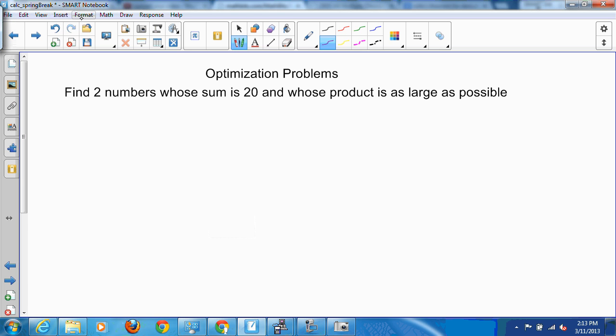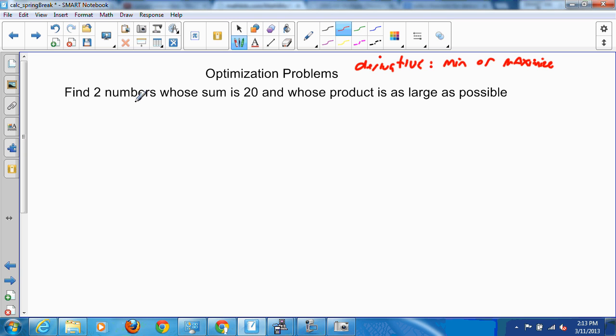Okay, let's take a look at an optimization problem. An optimization problem is an application of the derivative, and what we're usually looking to do is either find the minimal value, or in most cases, maximize something. We might want to maximize the area of something, or find the minimum cost in an economics problem, something of that nature. But it's all having to do with taking the derivative.